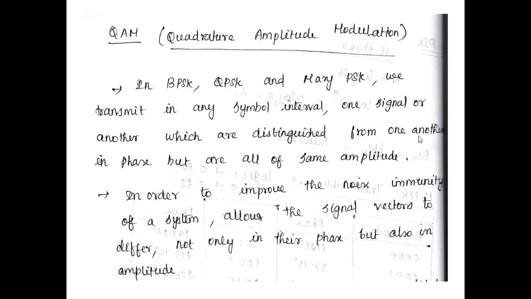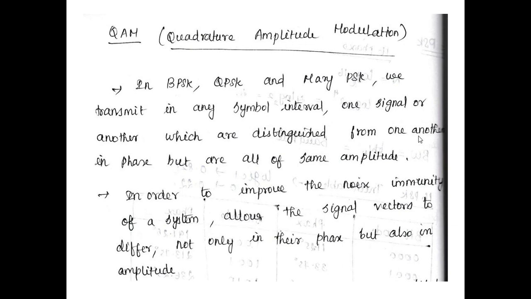Then we come to our next topic, which is quadrature amplitude modulation. In BPSK, QPSK and M-ary PSK, in any symbol interval we transmit one signal or another, which are distinguished from one another in phase, but all have the same amplitude. So what is the meaning of that? In any PSK, BPSK, QPSK and further 8 PSK, 16 PSK, we have only phase change but the same amplitude. But in order to improve the noise immunity of the system, we allow the signal vectors to differ not only in their phase but also in amplitude.